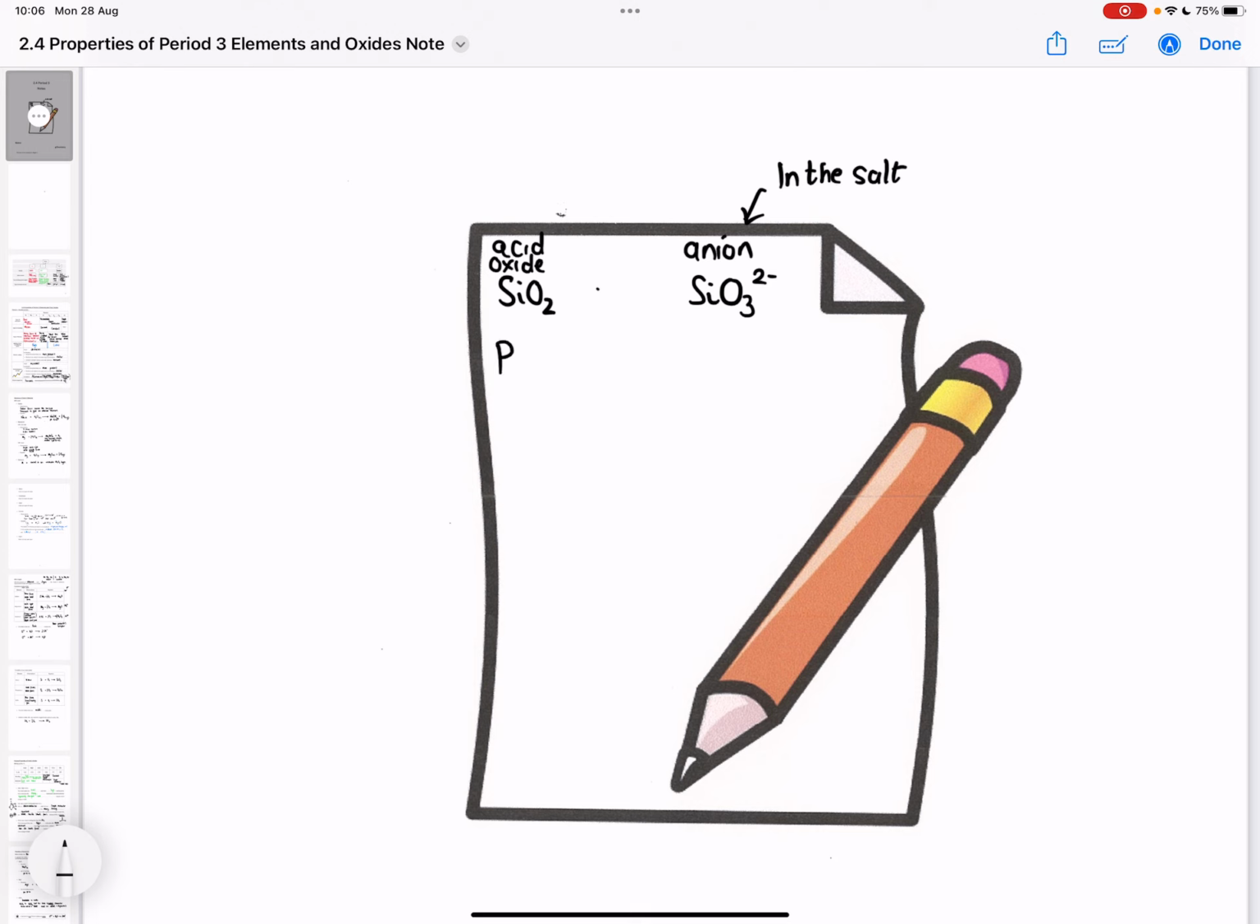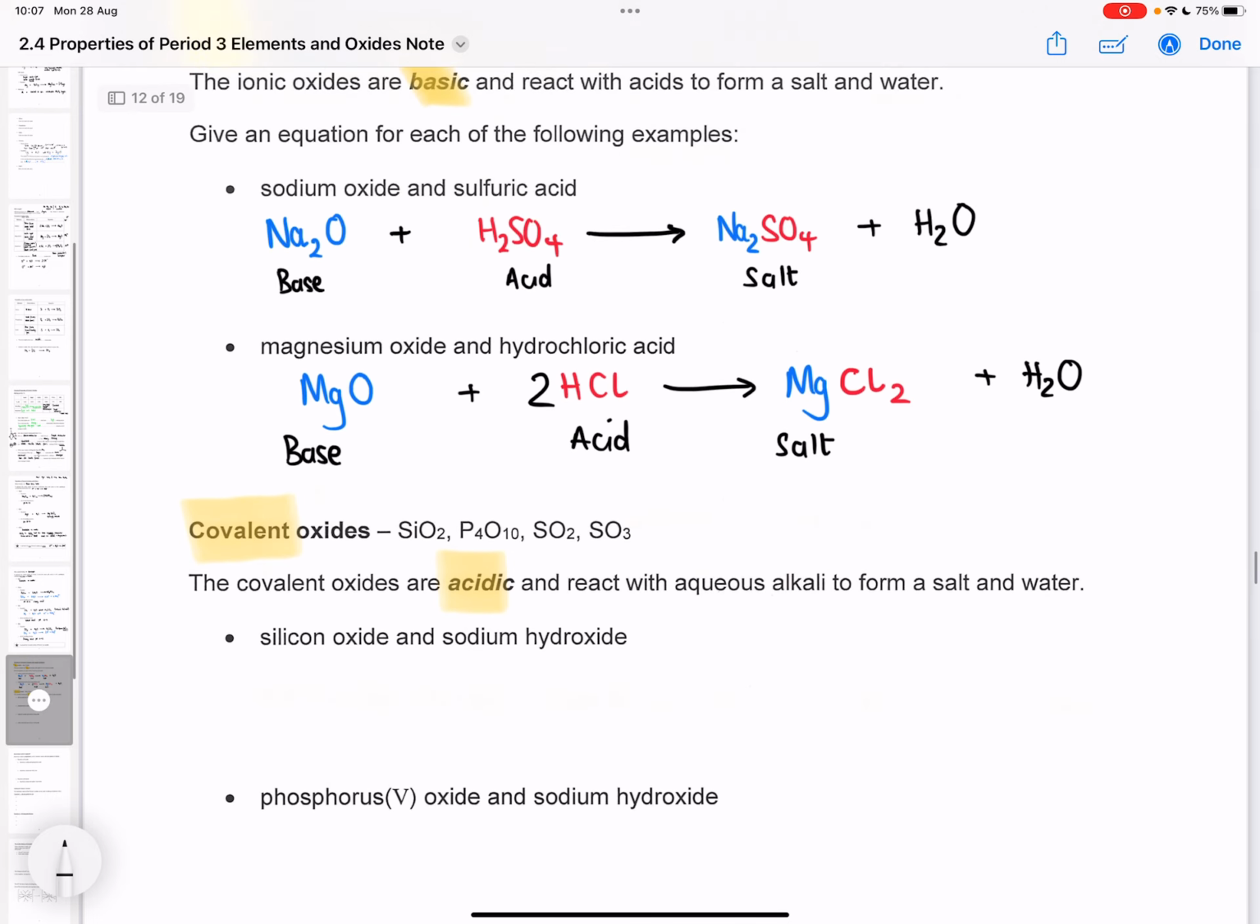Our next acidic oxide is P4O10, and we know that that forms phosphate ions, PO4 3-. Our next acidic oxide is SO2, and that forms the sulfite ion, which is the SO3 2- ion, and then we've got SO3, which forms SO4 2- ions. So we need to remember these acidic oxides and which anion they give us. So try to keep those in mind, and we'll go back to our page.